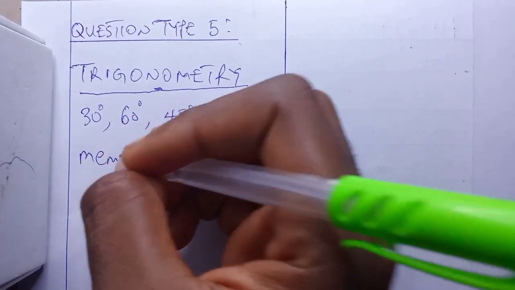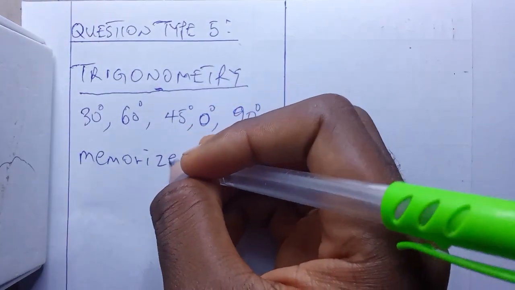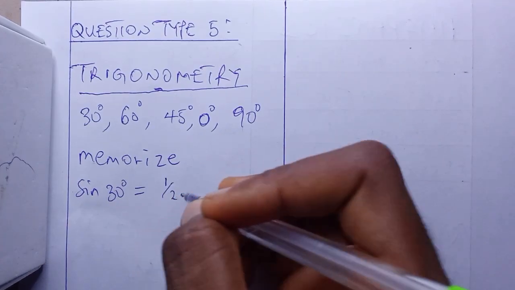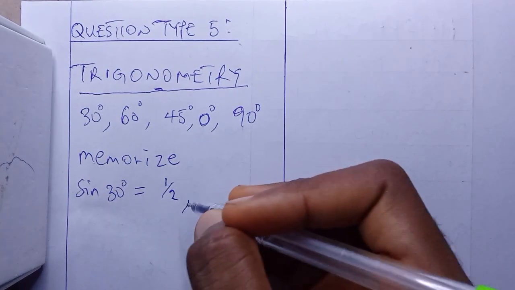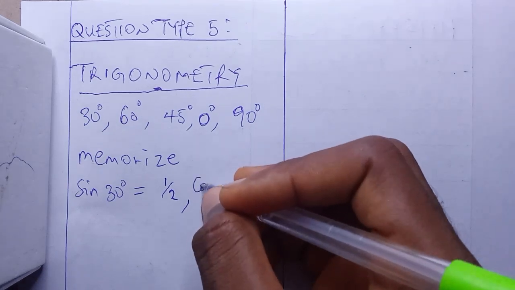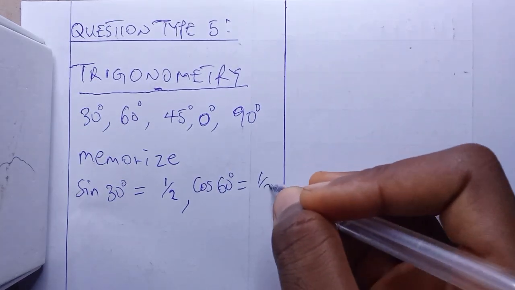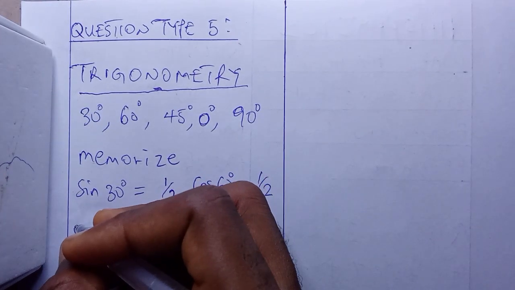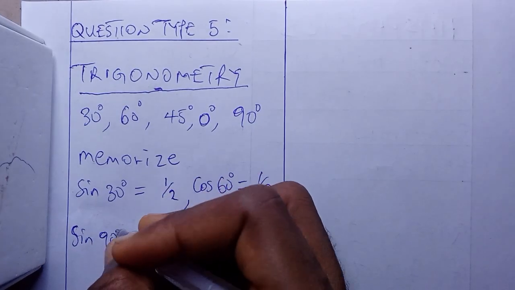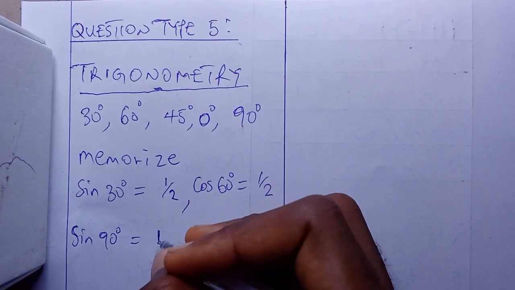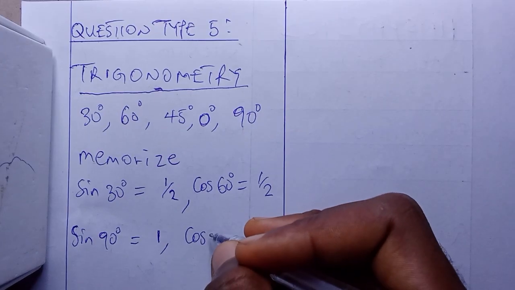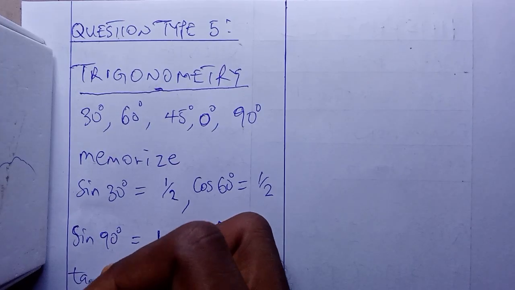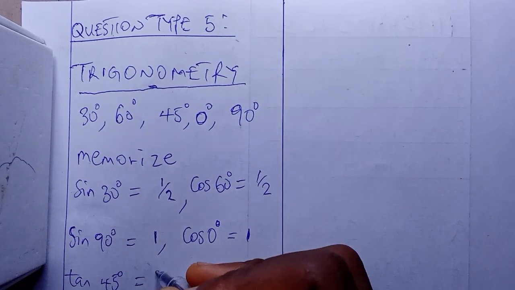So memorize: sine 30 degree is 1 over 2. Memorize this. Cos 60 degree is also 1 over 2. Sine 90 degree equals 1. Cos 0 degree equals 1. Tan 45 degree equals 1.